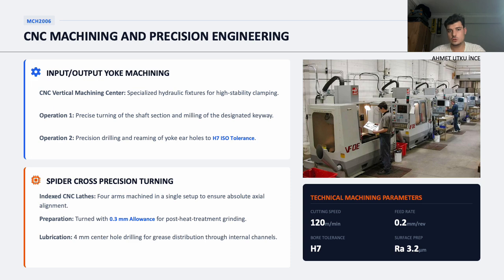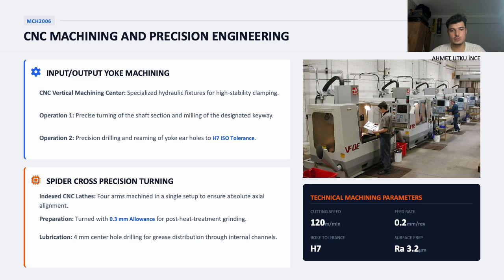Once the raw forge geometry is achieved, we transition to precision CNC machining to satisfy critical assembly tolerances. For the input and output yoke keys, we use a CNC vertical machining center equipped with custom hydraulic fixtures to eliminate vibration. In Operation 1, we precisely turn the shaft section and mill the keyway. And in Operation 2, the yoke ear holes are drilled and reamed to a strict H7 ISO tolerance to ensure a flawless press fit with the bearing cups.